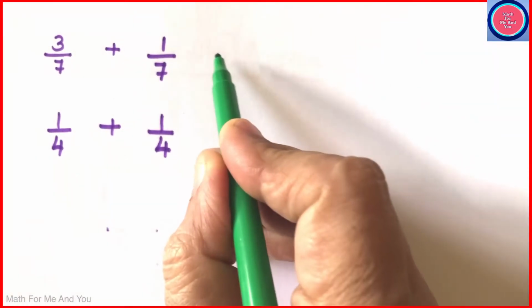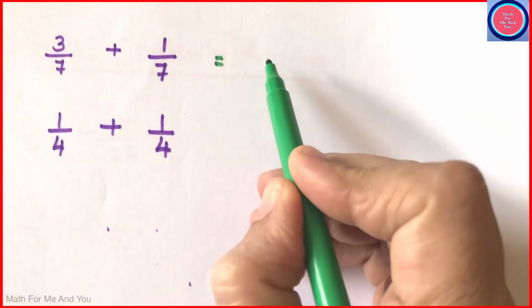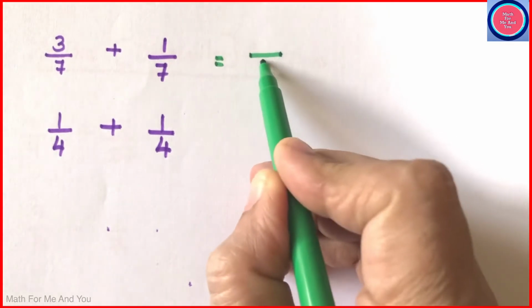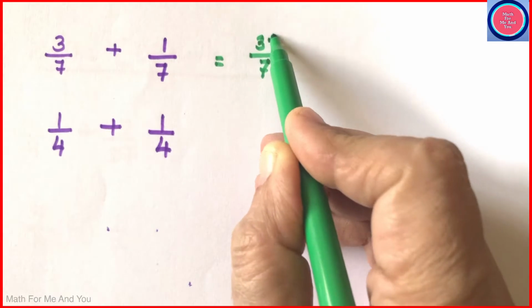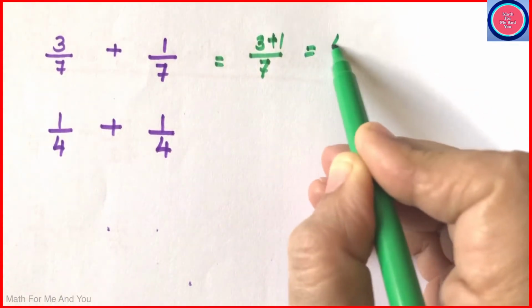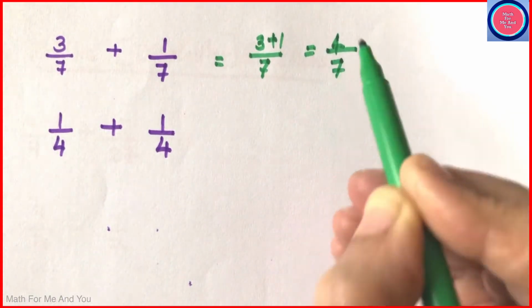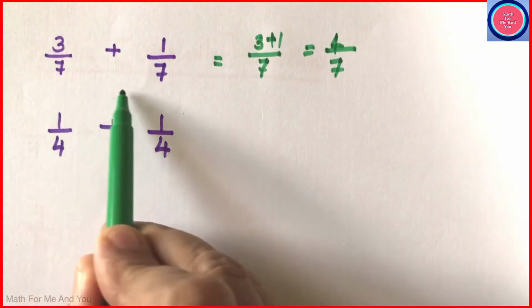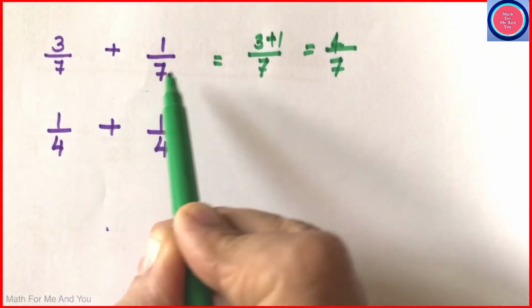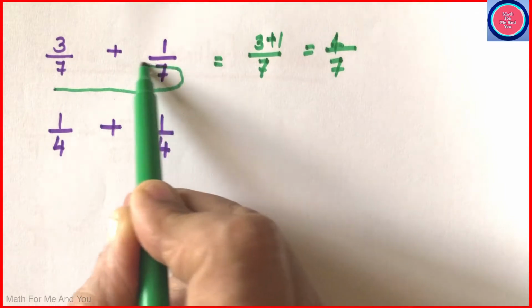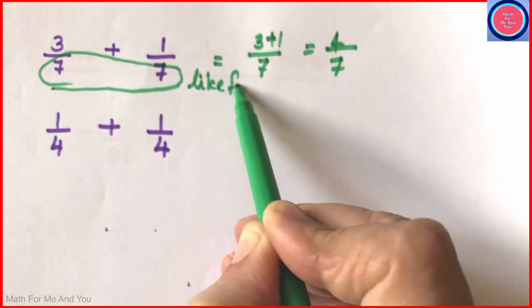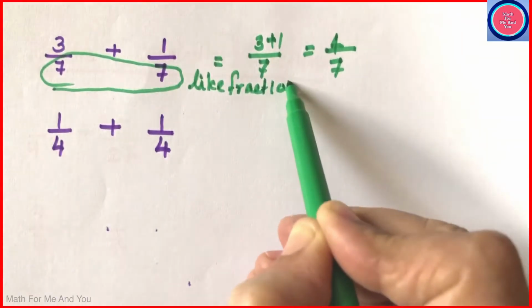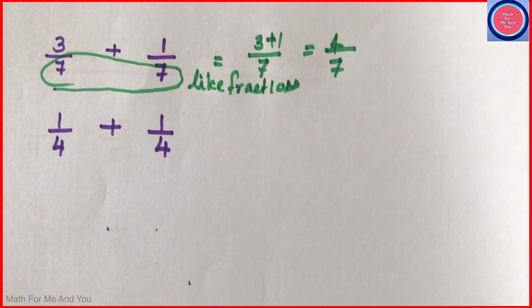What we understand from here, if we get fractions like 3 over 7 plus 1 over 7, we write the answer with the same denominator 7 and for the numerator we do plus. 3 plus 1 is 4 and the denominator is 7, 4 over 7. One thing we noticed is that these two fractions have the same denominator 7. If we get fractions with the same denominator, they are known as like fractions. And if the questions have like fractions, we can easily do addition.